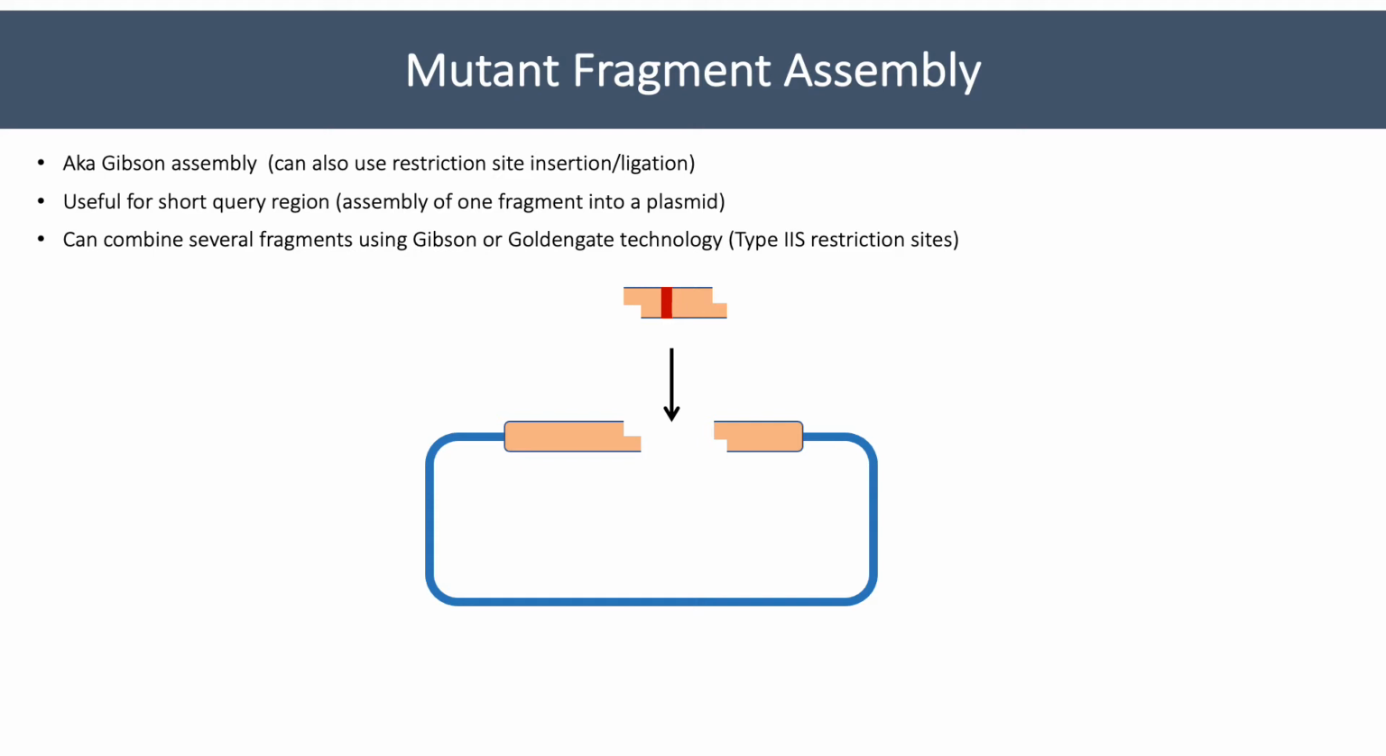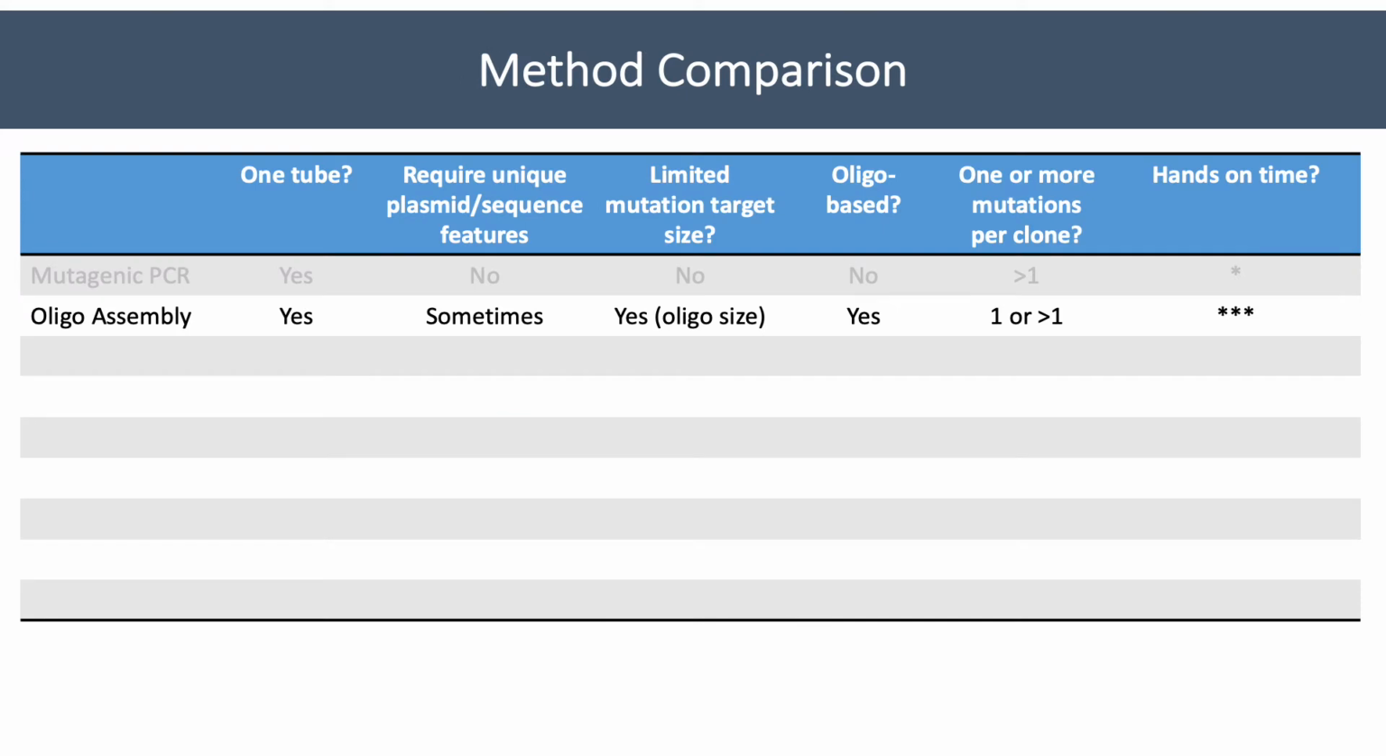This method is limited to the size of the oligo that you can synthesize, with the caveat that the longer the oligo, the more prone your library is to be contaminated with truncations or deletions. It certainly is nice because it is a one-tube method, and you can easily tune the number of mutations you want in a single clone just by ordering whatever pool of oligos that you want.